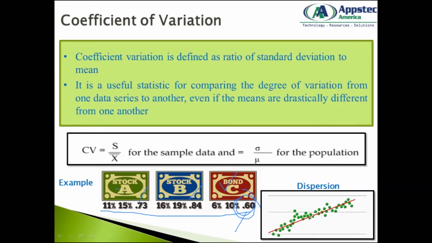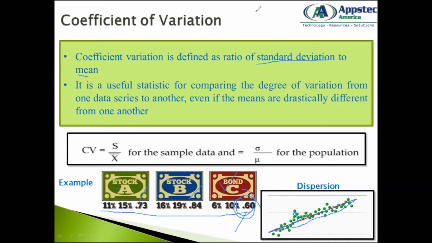So if I look at this diagram, your coefficient of variation is nothing but the ratio of the standard deviation to the mean. That means if this line is the best fit line or the mean line, and these green dots are my data points, your standard deviation tells how far my point is lying with respect to my mean. That's the deviation.